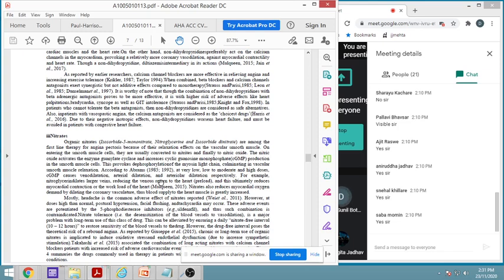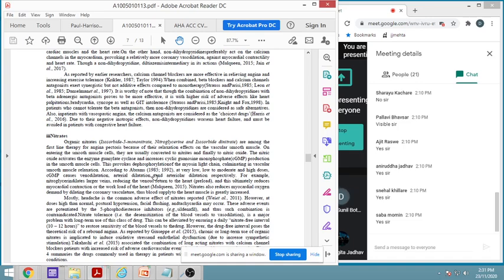Like isosorbide, we call them organic nitrates. There are inorganic ones also, but organic ones are comparatively safer. If you remember, we have seen inorganic nitrates like sodium nitroprusside during hypertension, and we have seen these agents during angina also, and during hypertension also. So these are various nitrates.